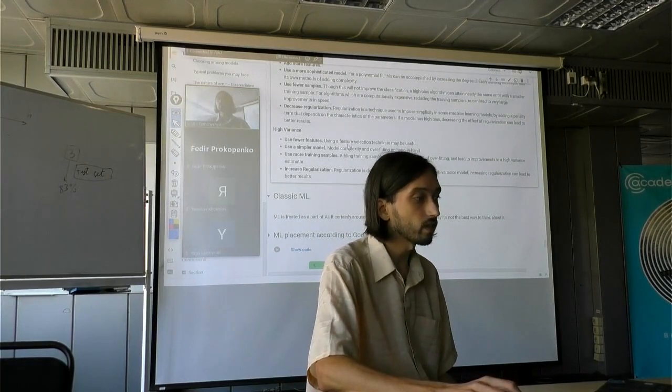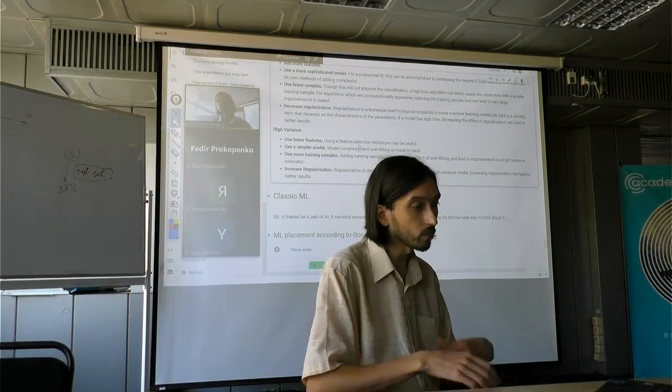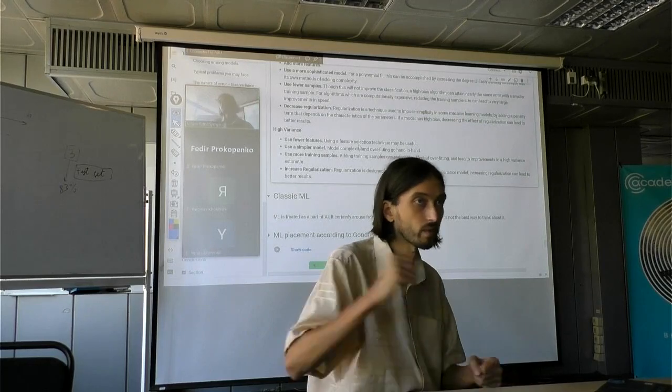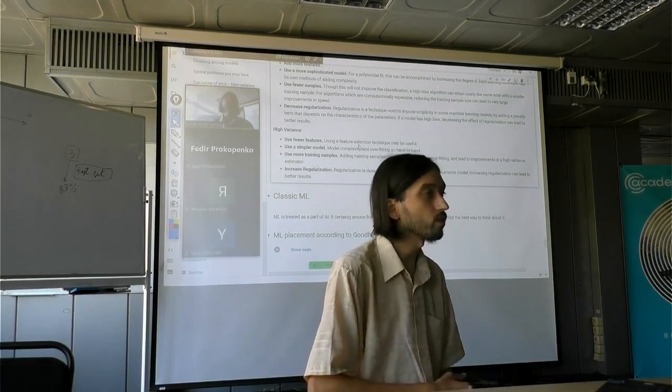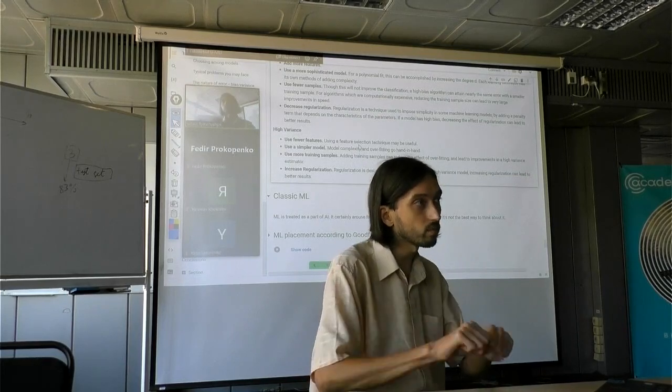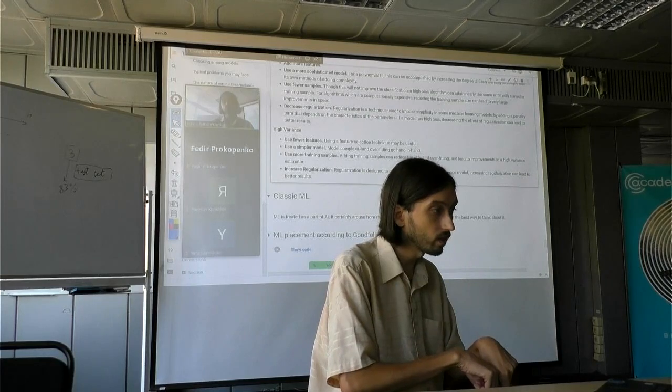You can try using fewer features. The number of features is often connected to the number of parameters inside the model, so you can decrease that number. You can use a simpler model. Your model is too flexible, and that's bad. You are trying to make it a little bit stiffer.